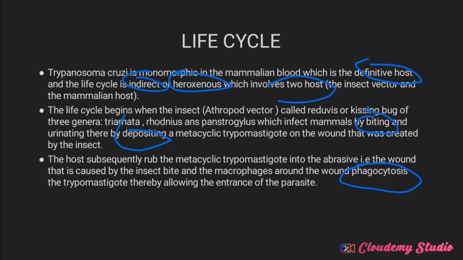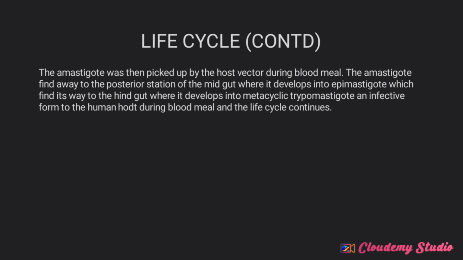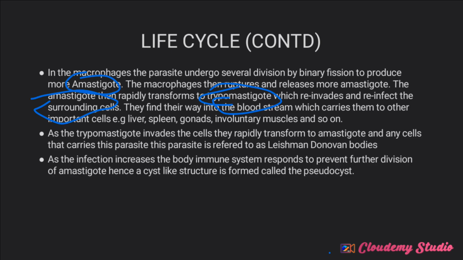The amastigote that forms the pseudocyst is then picked up by the host vector during another blood meal. This amastigote finds its way to the posterior station of the midgut, to the front of the midgut, where it develops into epimastigotes, which find their way into the hindgut. Once it reaches the hindgut of the kissing bug, it develops into metacyclic trypomastigotes, which is the infective form to humans, and the life cycle continues like that.